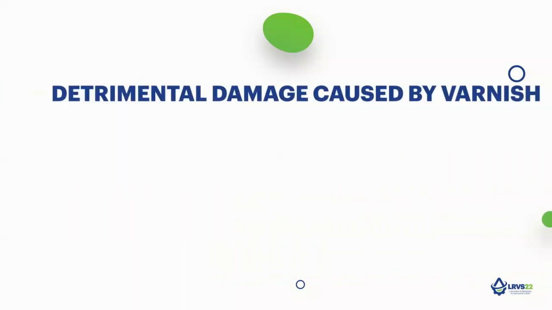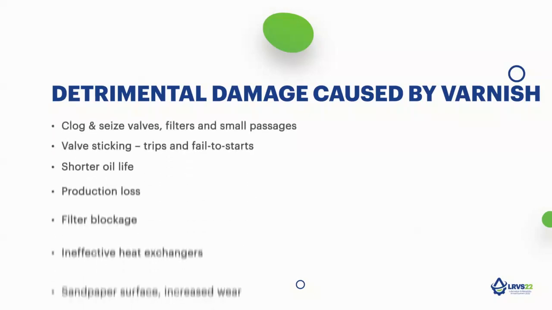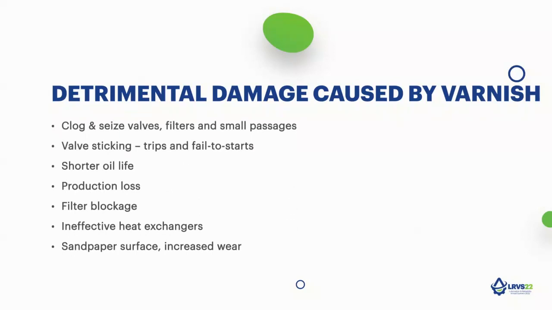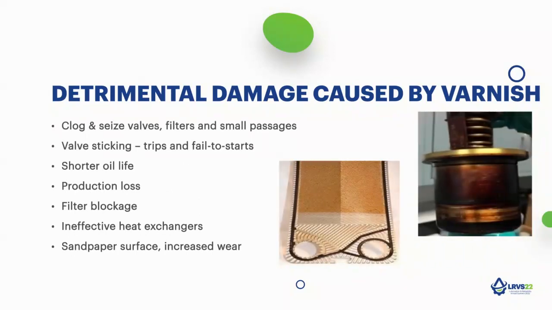So what detrimental damage can be caused by varnish? It will cause the valves to clog and seize. Filters with small passageways will also get clogged. I have seen varnish where it's a very sand-like, grainy-like material, and as that's being filtered through the system, you will see that the filters will get clogged with that. And I have some images to share with you that will show that. Valve sticking, which leads to trips and fail to starts.